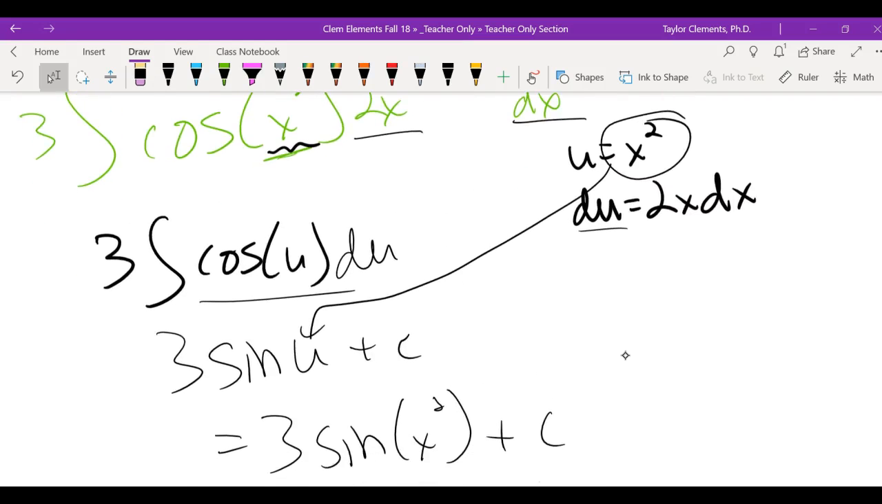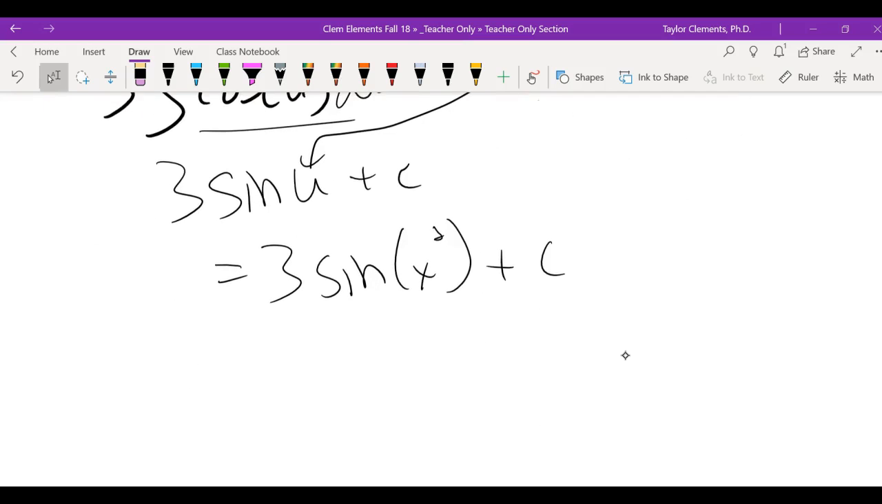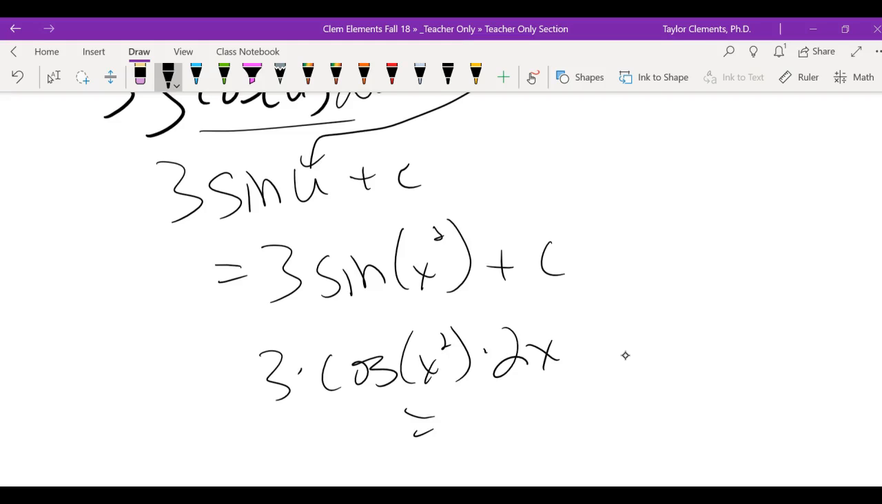And we can always check our answers easily again here. This derivative would be 3 times cosine of x squared times 2x, which is 6x cosine of x squared, which is what we started the problem with. So I can check my answers easily like that.